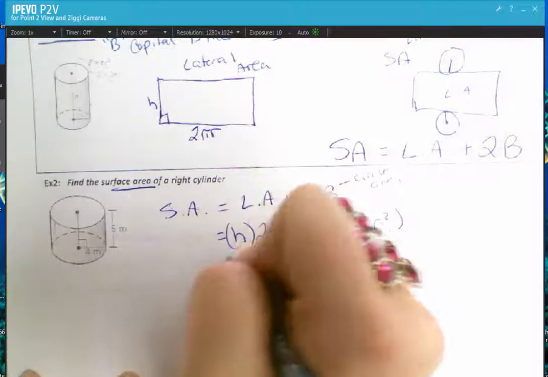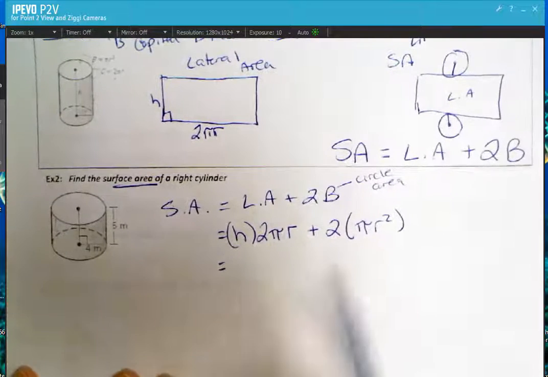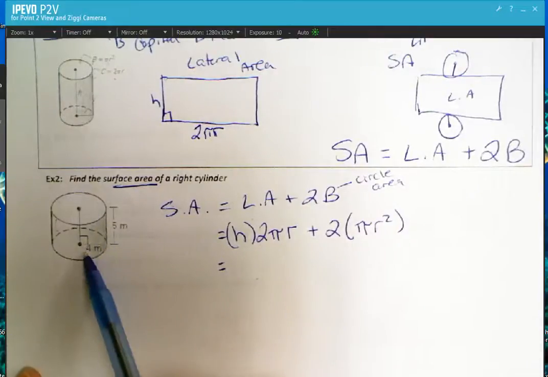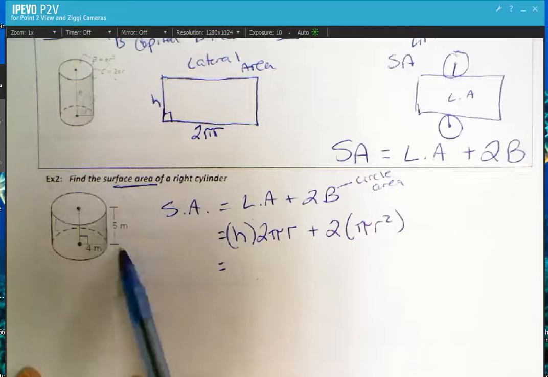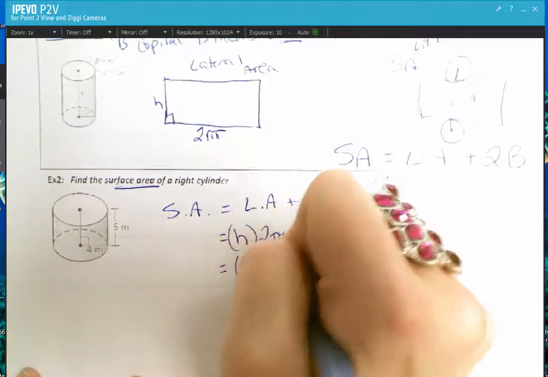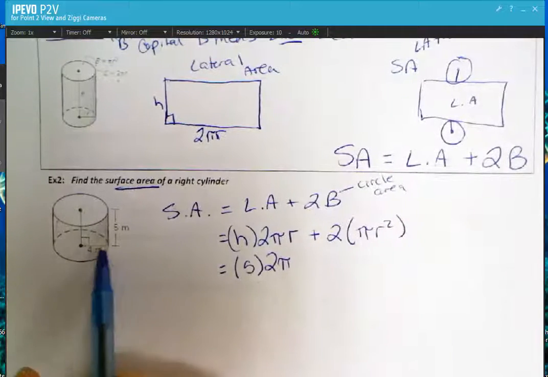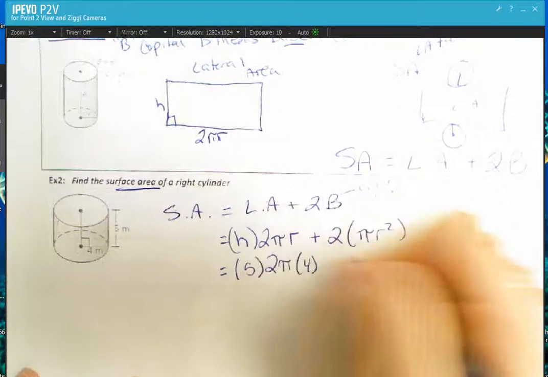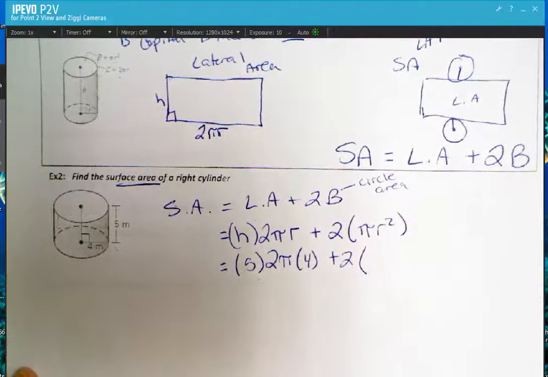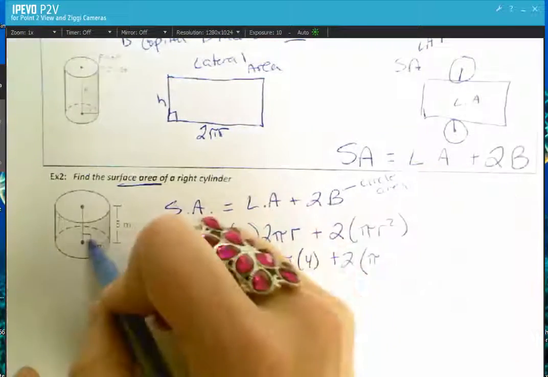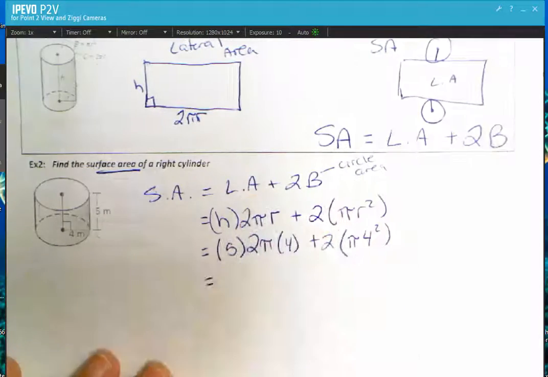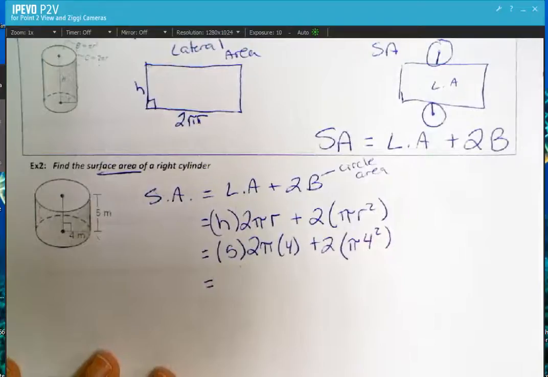So I'm going to substitute these in and then substitute in the pieces that I know. I know the height between my parallel and congruent bases is 5. So I'm going to put in 5 times 2 times pi times my radius. Well, they gave me the radius is 4, times 4, plus 2. Now I need the area of my bases. The area is a circle. Pi r, radius is 4, squared. Get in the habit of setting up your equations and then substituting them in. Make a lot less mistakes.